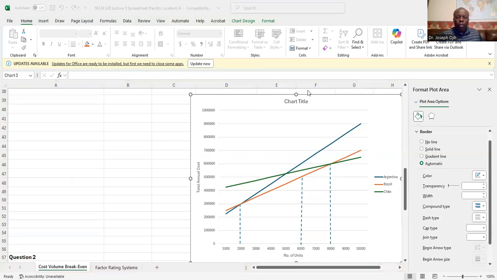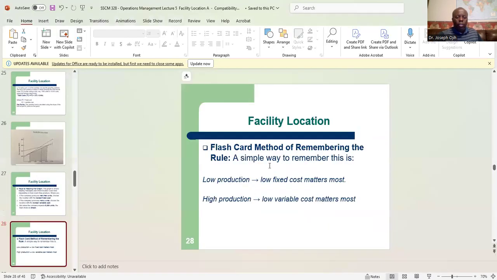Okay. So now, in this case, Brazil is the better one. And I wrote here as well, as a way of making it easy for you to identify it: low production, low fixed cost matters most. High production, high variable cost matters most.